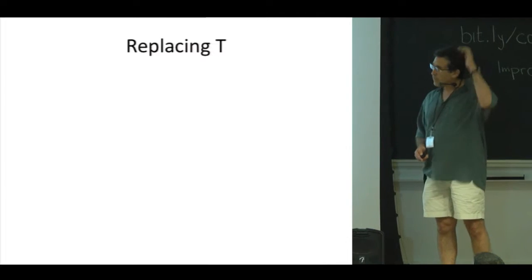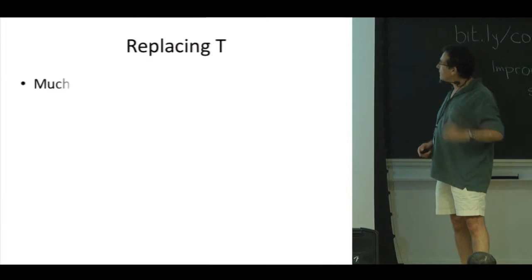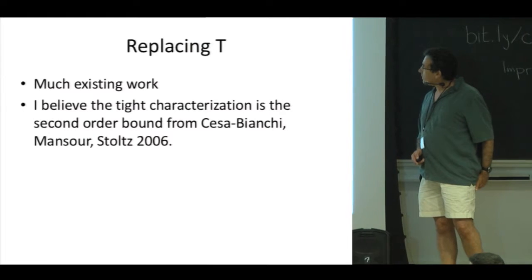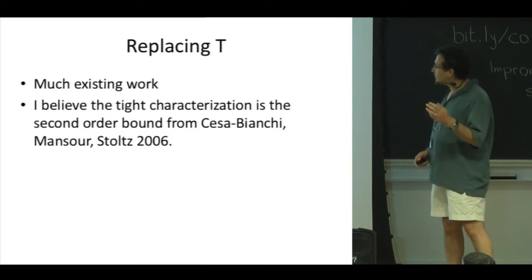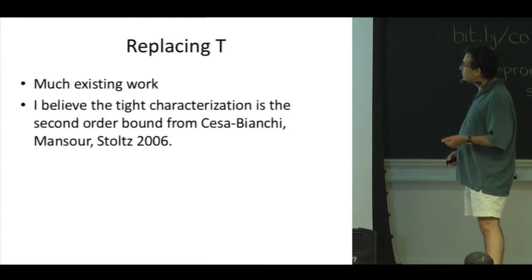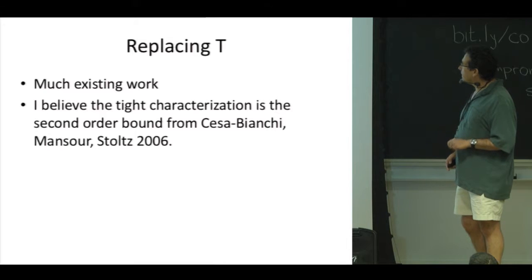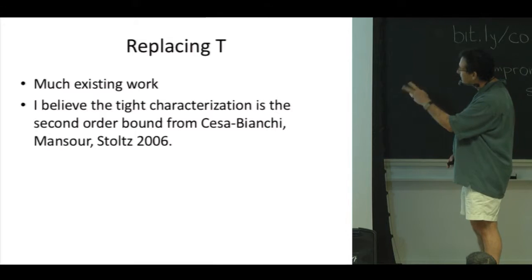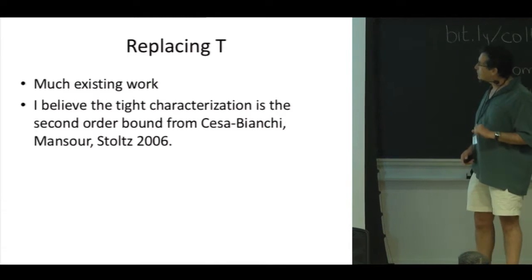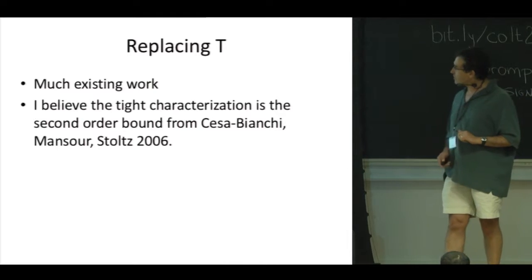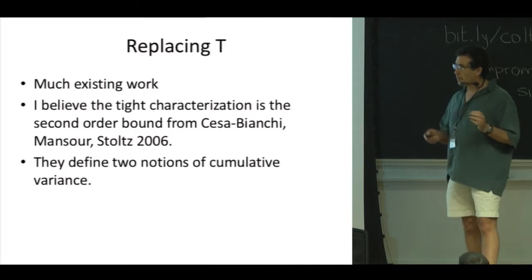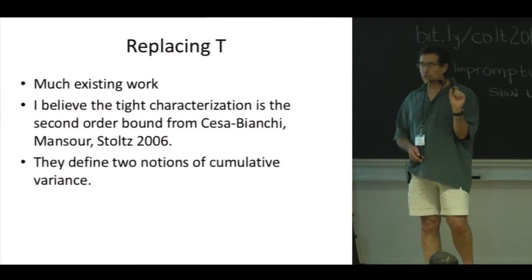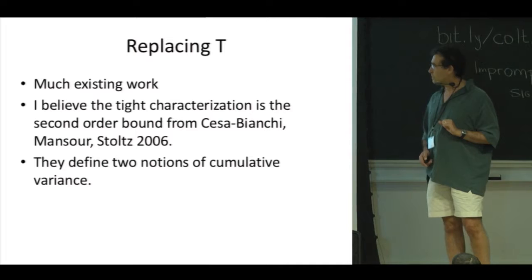Now the next thing is replacing t. That's a deeper thing. There's a lot of work that has been done on it, starting with how to use expert advice, comparing to the best expert when the expert is very good, and so on. But I believe that the tightest characterization is the second order bound in the paper by Cesa-Bianchi, Mansour, and Stoltz in 2006. They have second order bounds, and they define, unfortunately, 2 types of second order bounds.